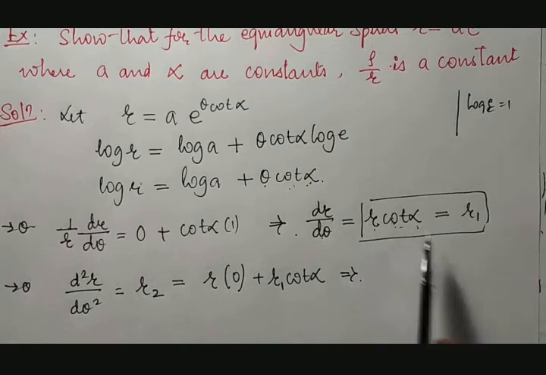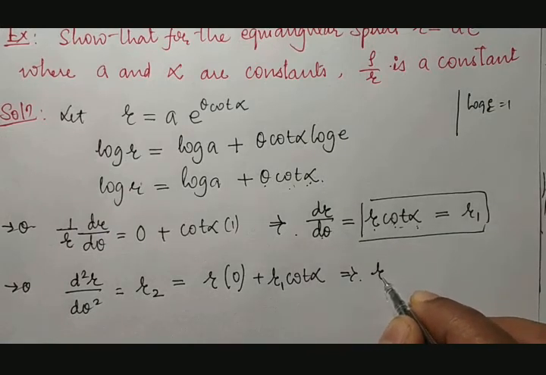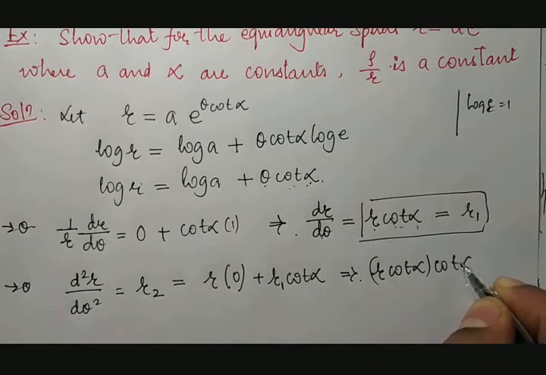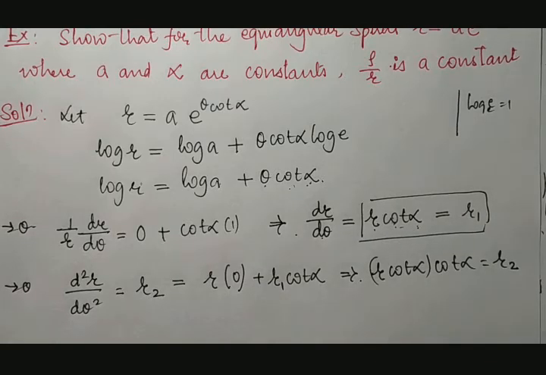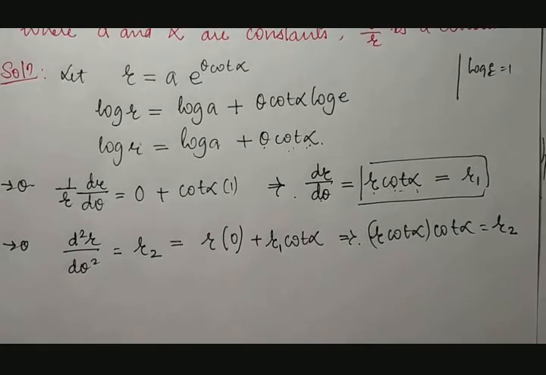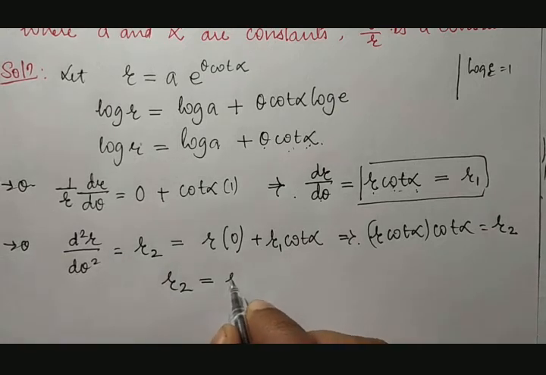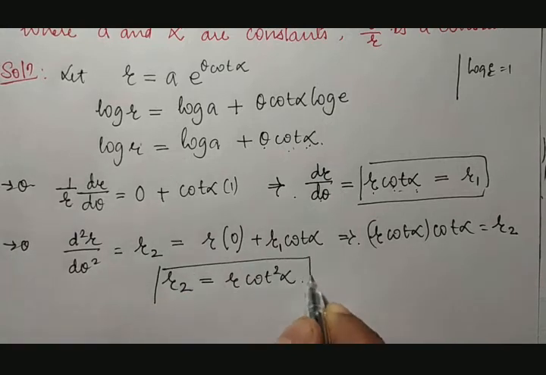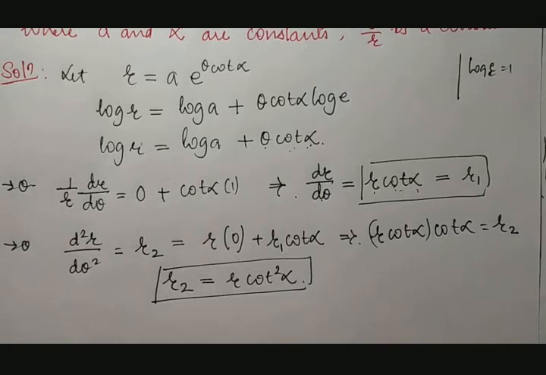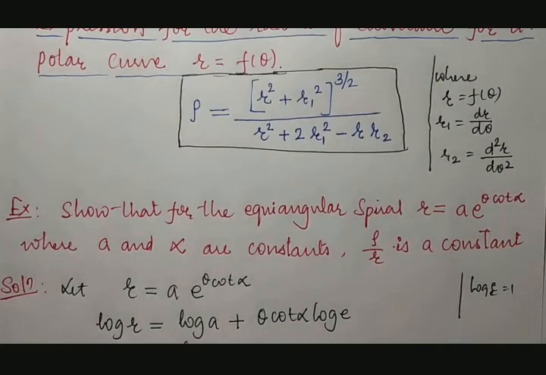Therefore, what is r1? r1 is nothing but r into cot alpha. Then it becomes r into cot alpha is equal to r2. Fine. Keep on simplifying. Therefore, r2 is equal to r into cot square alpha. Clear? Cot square alpha.